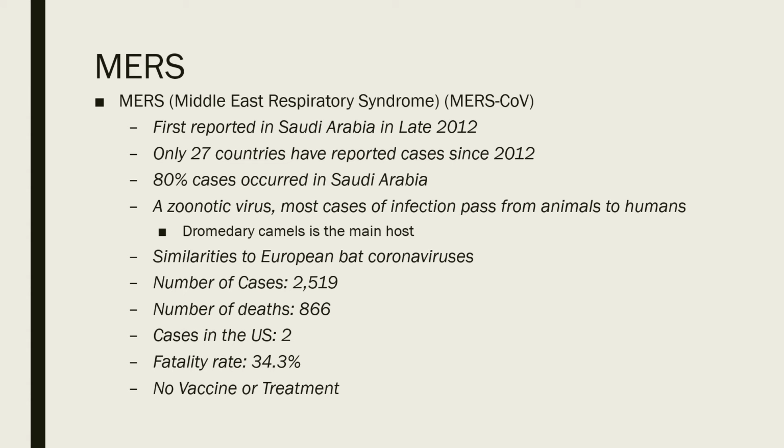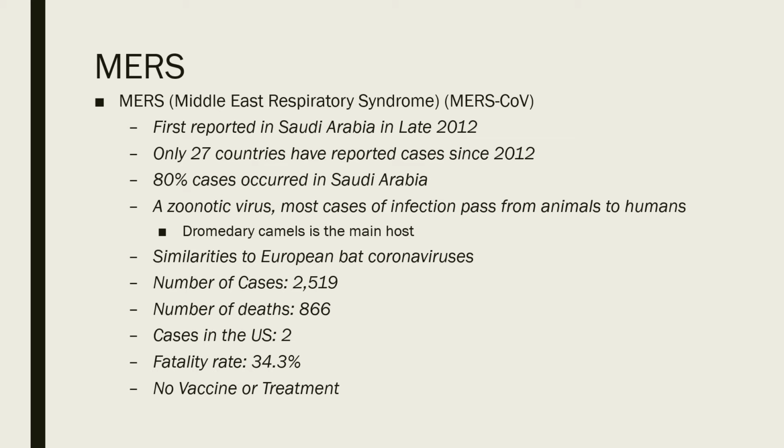The other major outbreak of a coronavirus was the MERS or MERS-CoV outbreak. MERS stands for Middle East Respiratory Syndrome. MERS was first reported late in 2012 in Saudi Arabia. Only 27 countries have reported cases of MERS since the outbreak, and 80% of these cases occurred in Saudi Arabia. Unlike SARS, this was a zoonotic virus, meaning most cases of infection spread from animals to humans, with the main host animal being the dromedary camel. MERS did have similarities to small European bat coronaviruses.